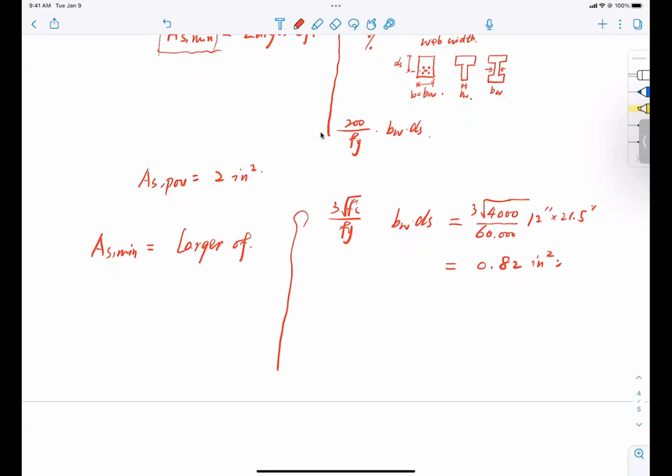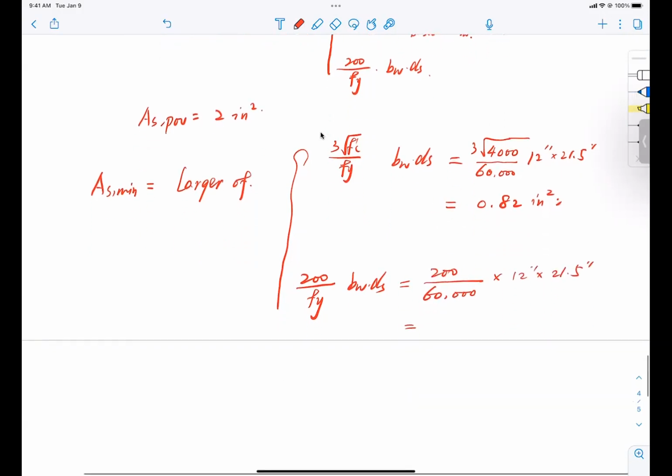Okay, so let's take a look at another one. The other one is 200 divided by Fy, times bw ds. Now 200, and Fy is in terms of 60,000 PSI, multiply by 12, multiply by 21.5. And what do you have here, folks? 200 divided by 60,000, multiply by 12, multiply by 21.5. What do you have? 0.86 inch squared. Okay, 0.86 inch squared.